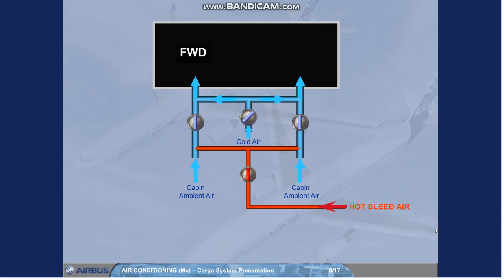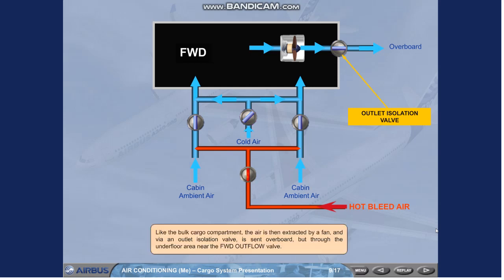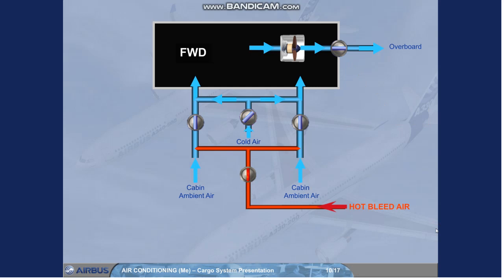Like the bulk cargo compartment, the air is then extracted by a fan and via an outlet isolation valve is sent overboard, but through the underfloor area near the forward outflow valve. As for the bulk, the ventilation controller controls the valves and the fan. Note: if installed, compartment heating is not available when the forward cargo door is open.